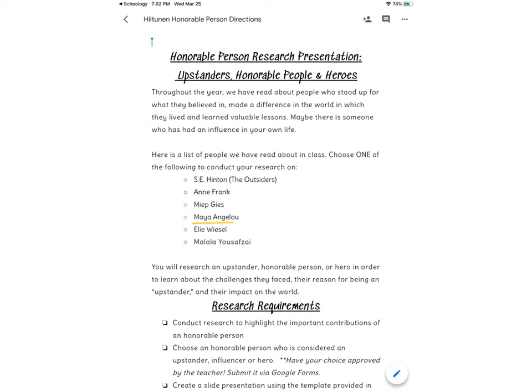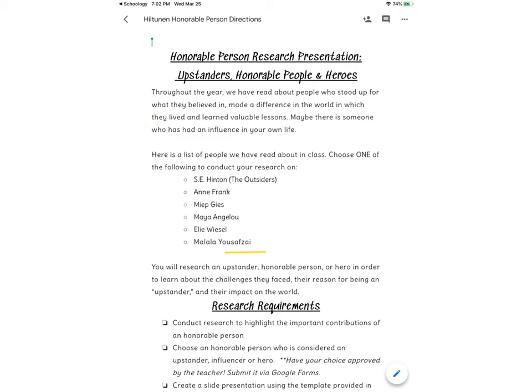Maya Angelou. Right before spring break, we read the poem "Still I Rise" that she wrote. So we don't know that much about her. That might be an interesting one. Elie Wiesel, I think it's Elie Wiesel. That was the man who gave the speech. He was a Holocaust survivor, and we wrote a paper about him. And then Malala. Malala, we also read her speech, and remember, she wanted to fight for the rights of girls to go to public school, because where she lives, that wasn't an option.